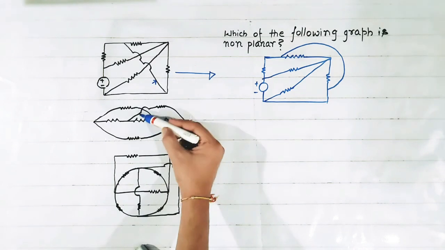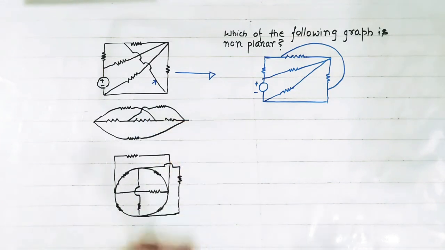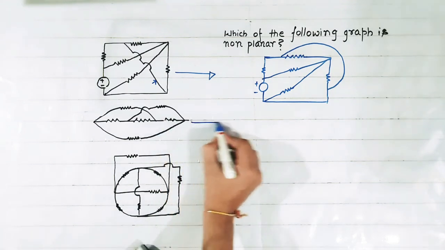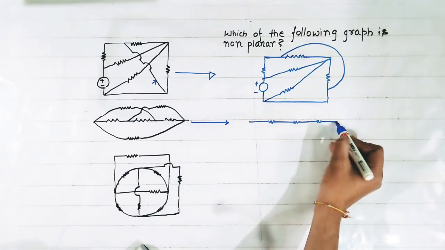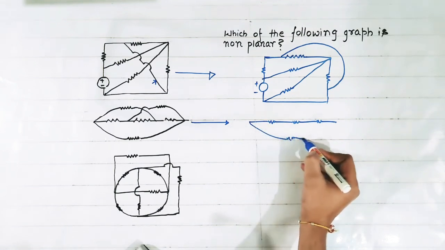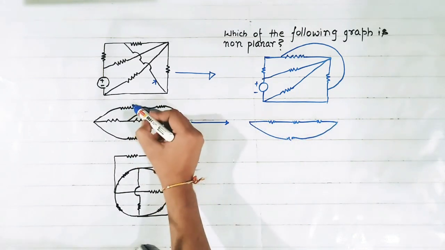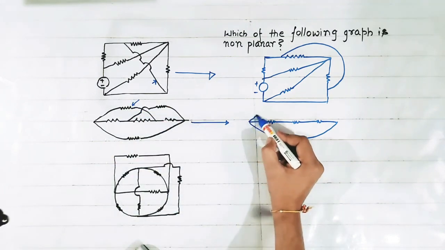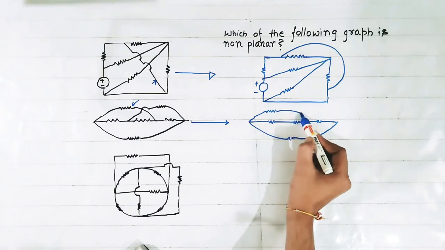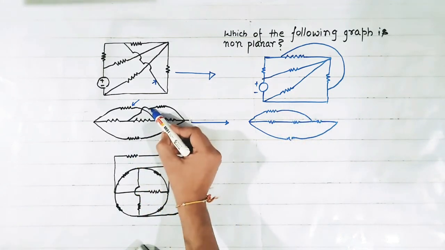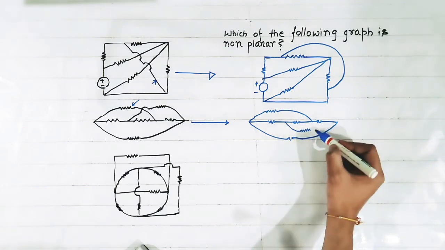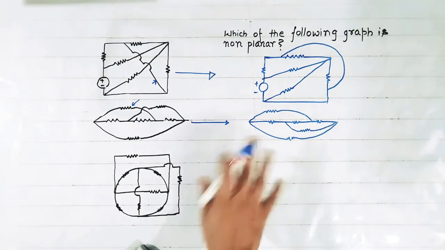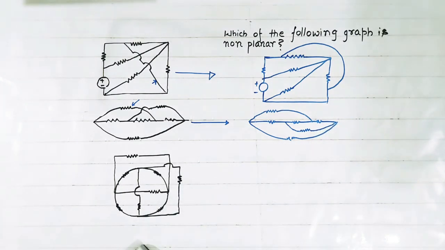Now see this. Here these two branches appear to overlap. Now we have to find whether this graph is planar or non-planar. See, this graph can be represented as, and we keep this branch intact. So this is like this, and we make this branch from here. Now we can easily say that this graph is a planar graph.